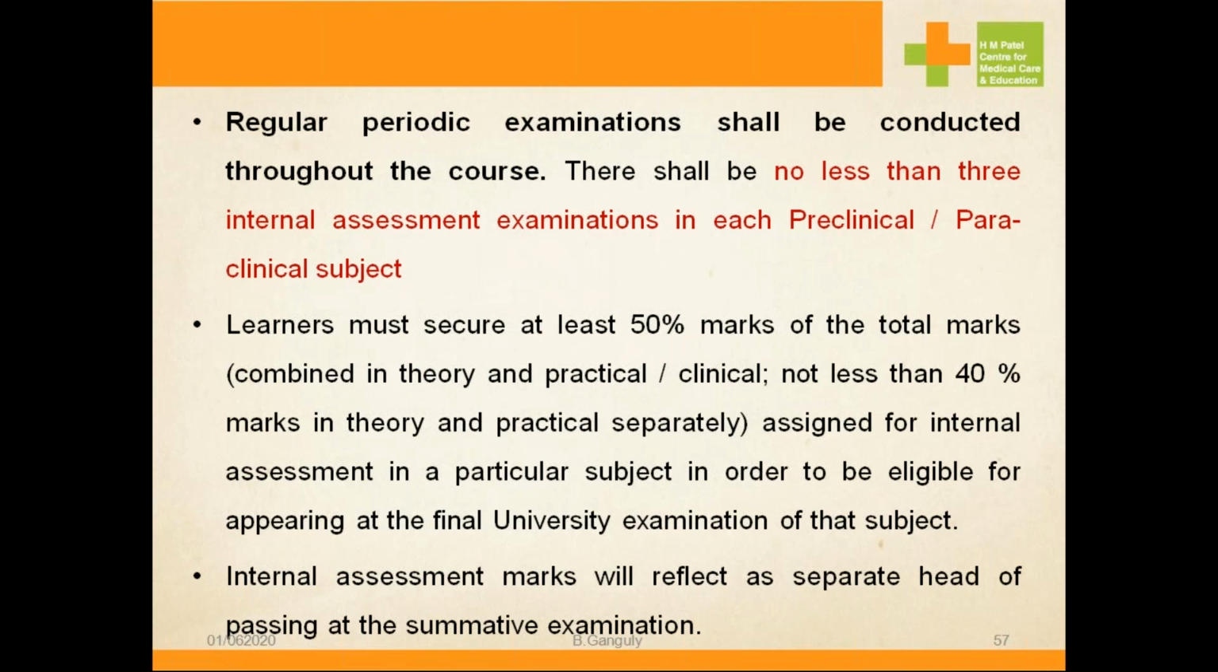Therefore, there should be two internal assessments, taken at the end of the fourth month and the seventh or eighth month, and finally the prelim examination in the last month, followed by the university exam. Only then will it be feasible that all three subjects plus three clinical subjects are tested per student.